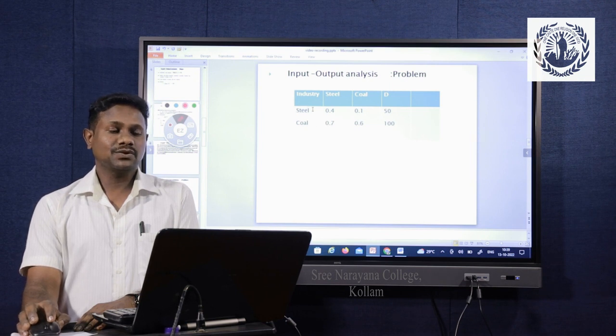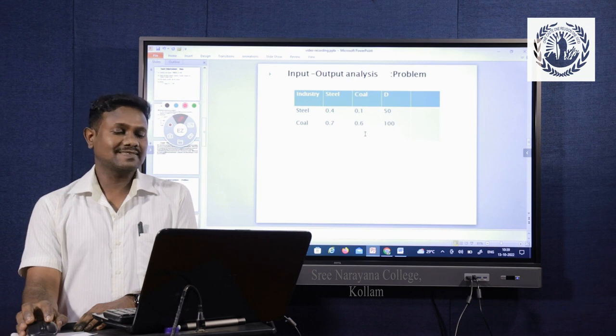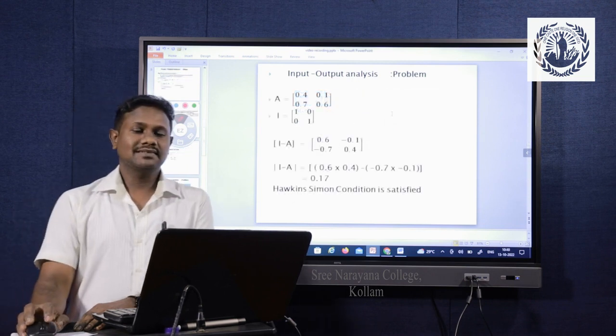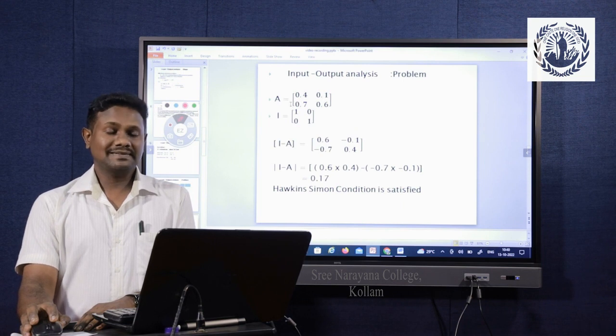Columns show the input requirements, that is steel and coal. See how we can read this table. For producing steel, 0.4 tons of steel and 0.7 ton of coal are required. For producing 1 ton of coal, 0.1 ton of steel is required and 0.6 ton of coal, and this is the final demand. For the inter-industry relation, first we should consider the technical coefficients, that is 0.4, 0.1, 0.7 and 0.6. In input-output analysis, first you identify the matrix A.